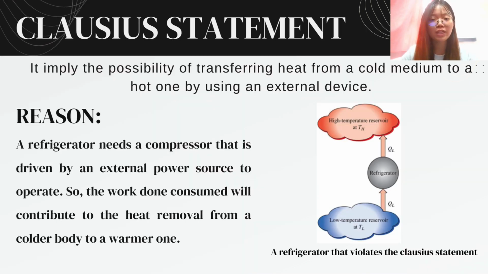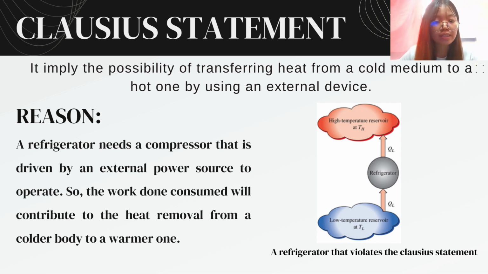So now we turn to the second statement of the second law of thermodynamics, which is the Clausius statement. The Clausius statement states the possibility of transferring heat from a cold medium to a hot one by using an external device. Because before this, what we learned is that heat flows from a hot one to a cold one. But in this statement, it states the possibility of the opposite flow direction of heat.